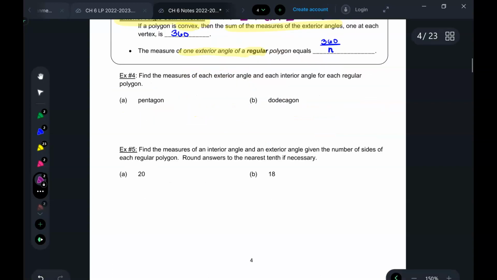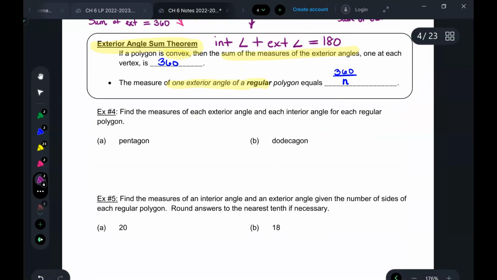Okay. The measure of each, so we want to find the exterior and interior. Pentagon is 5. Okay, so what's one exterior angle? 360 divided by 5. Come on, we can do this. 72. So what would the interior angle equal? 108.